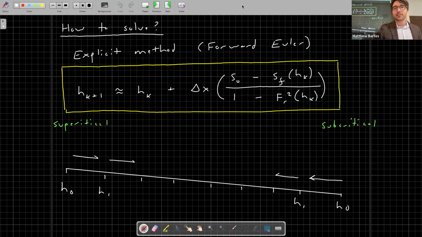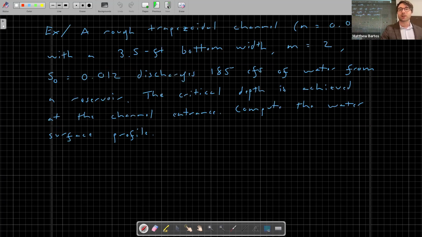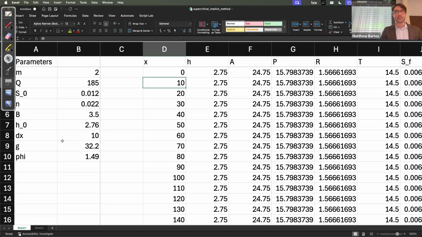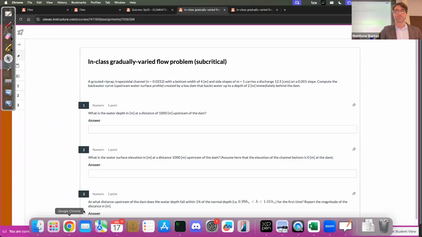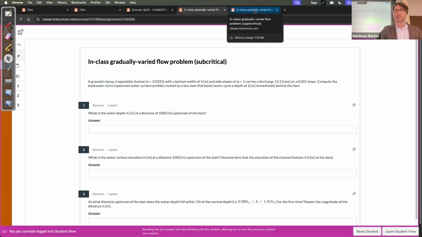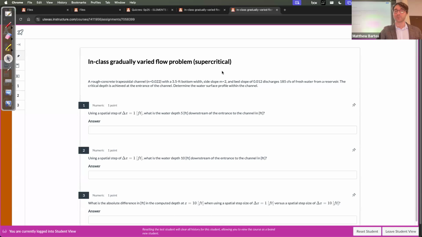Okay, so let's look at another problem. We looked at backwater imposed by a dam, a subcritical example of gradually varied flow. Let's take a look at a problem involving supercritical flow, similar to one of the homework problems you looked at on homework 7. So we have a rough trapezoidal channel. The problem statement is up on Canvas, so you don't have to write this whole thing out. It's under quizzes, in-class gradually varied flow, supercritical.